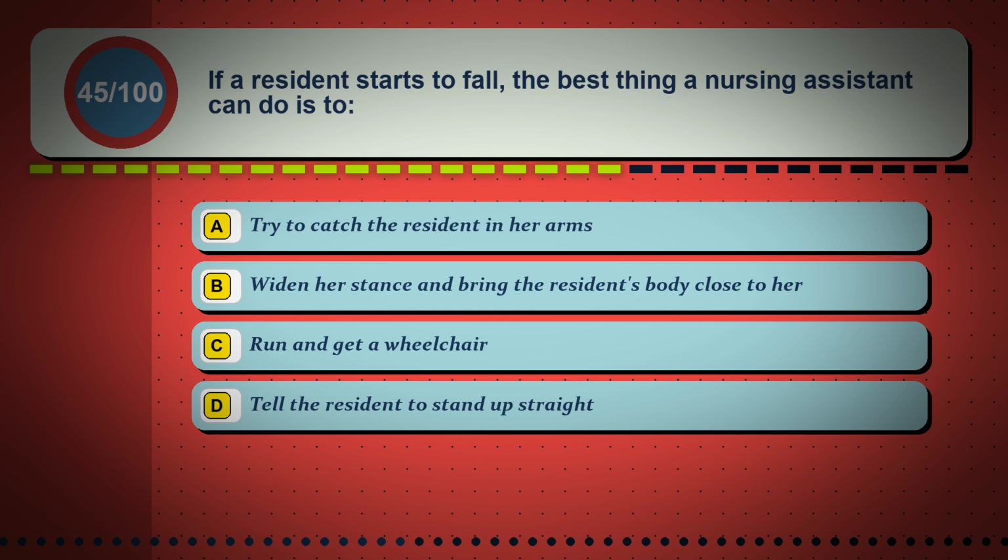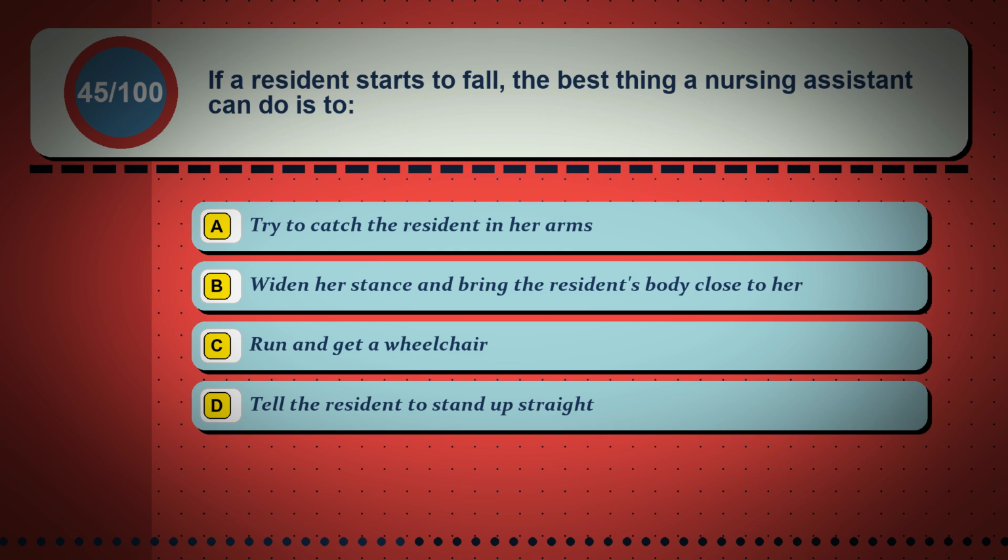Option A. Try to catch the resident in her arms. Option B. Widen her stance and bring the resident's body close to her. Option C. Run and get a wheelchair. Option D. Tell the resident to stand up straight.